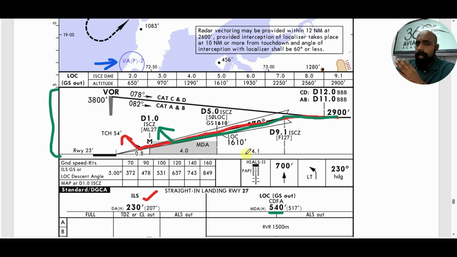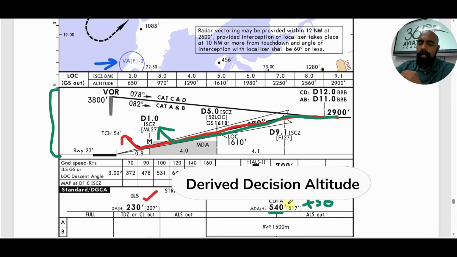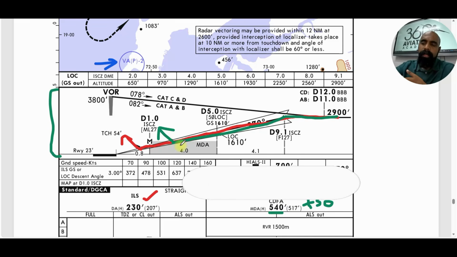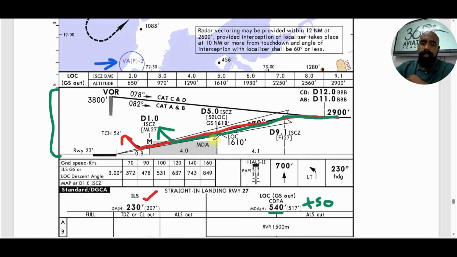The only thing I would like to add to this is, typically, because it's a CDFA approach, and I will cover this in a later video, you will add a margin of 50 feet. So in reality, it will not be 540, it will be 540 plus 50, 590 feet when you will make that decision to go around. Okay, and that's called your MDA, minimum descent altitude. Perfect. And lastly, this gray area again depicts that MDA over here. You should never descend below it if you're doing a non-precision approach.